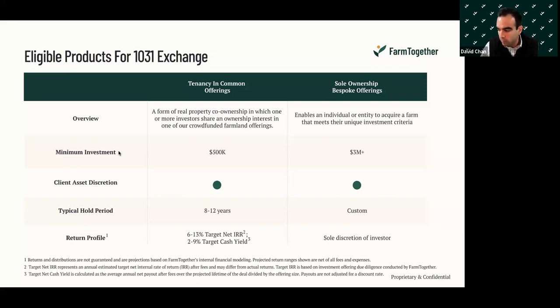Our minimum investment for our TIC product is $500,000. Our minimum investment for a bespoke product is $3 million. The typical hold period for our TIC product is 8 to 12 years. For sole ownership, it's a customized hold period, so the investor can use their preference and discretion to define the hold period there. And the typical return profile that we're targeting for our TIC products would be a 6 to 13% net IRR and a 2 to 9% target average net cash yield.